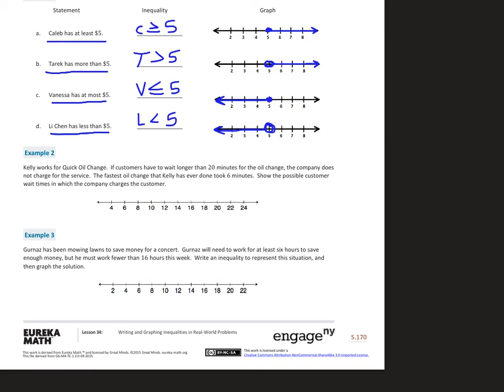So take a moment to read example 2. Think about this real world and how you would explain it. Okay, so we have that 20 minutes, right? If it's longer than 20 minutes, so 21 minutes or more, then they don't charge the service fee. And since we're looking for the customer wait times where they charge, we're going to include 20 minutes in that, right? They're still going to charge at 20, but once we get to 21 minutes, they won't charge.